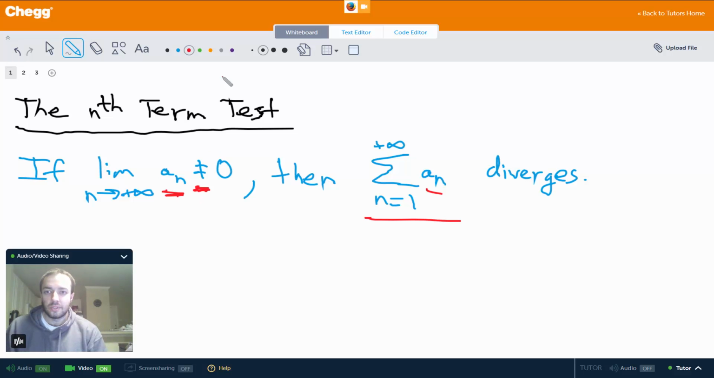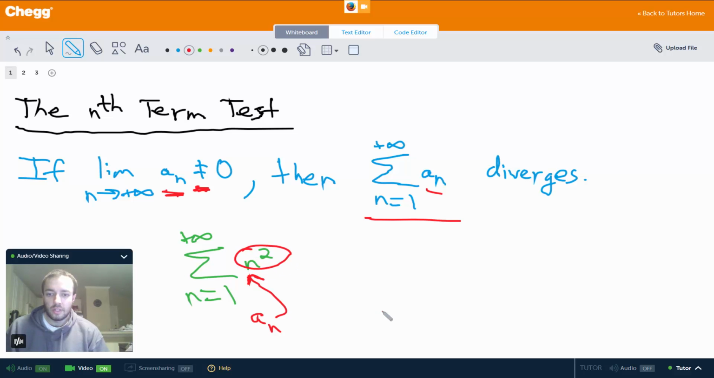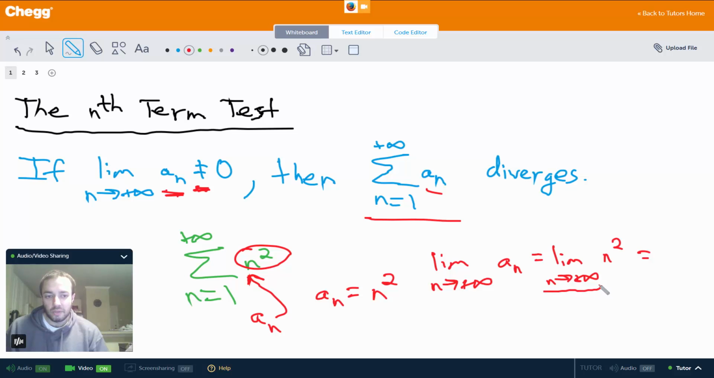So let's see a couple examples. Let's say we have the series, sum from n equals 1 to positive infinity of n squared. So for this particular example, our a sub n is n squared right here. Okay, so a sub n equals n squared. So what's the limit as n goes to infinity of a sub n?